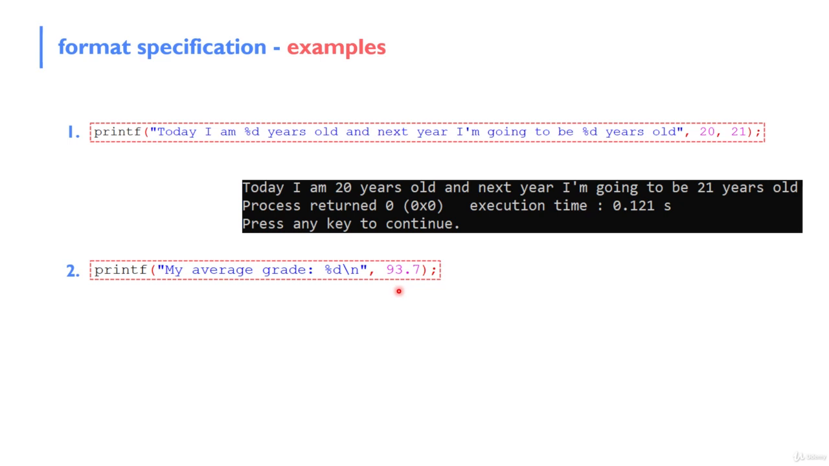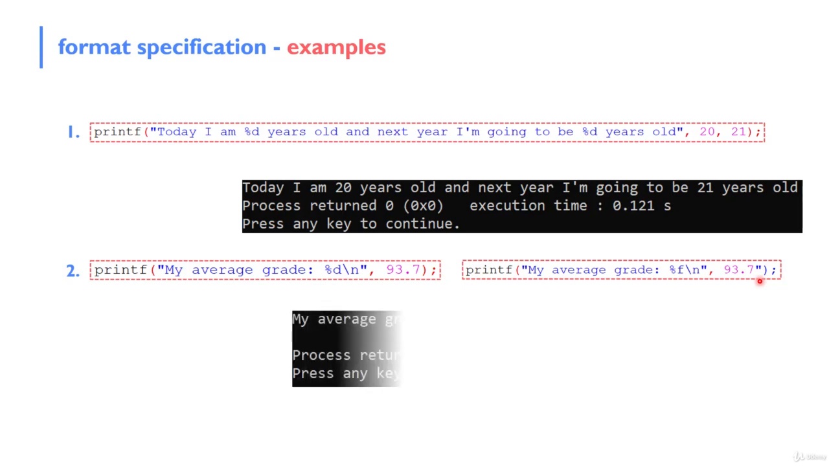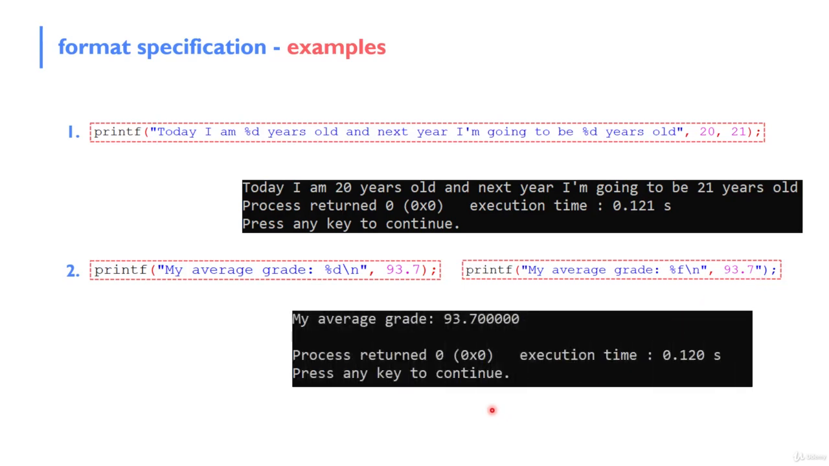And when you're trying to use this %D to be replaced by some sort of a floating point number like 93.7, an unexpected behavior and results will probably be noticed. For example, like you've seen right here. So if you want to use the placeholder and format specification correctly for floating point numbers, then you should use the %F. Just something like that. My average grade is %F 93.7. And now if you will try to run it, you will see your grade probably with a lot of zeros at the end, which is also okay, right?